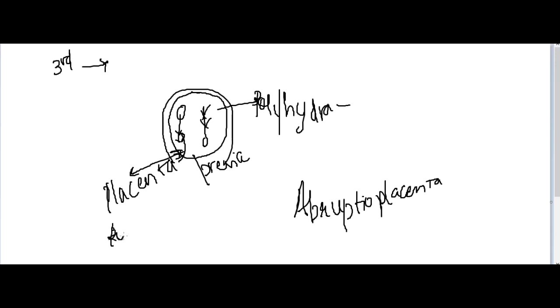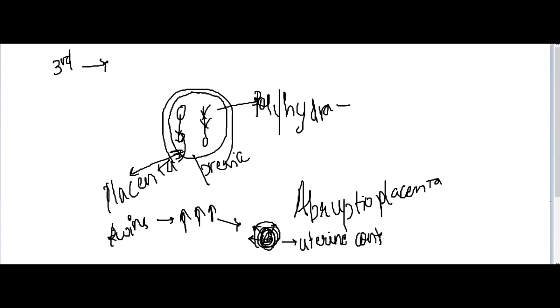Along with that, because there are twins, there is increased weight than normal. The weight of the twins is increased, so the weight of the uterus is more. Because the weight of the uterus is more, these contents in the uterus will apply pressure over the uterus, and this will cause uterine contractions. Because it causes uterine contractions, there is a chance of having preterm labor, preterm delivery. This is one which we have to keep in mind.